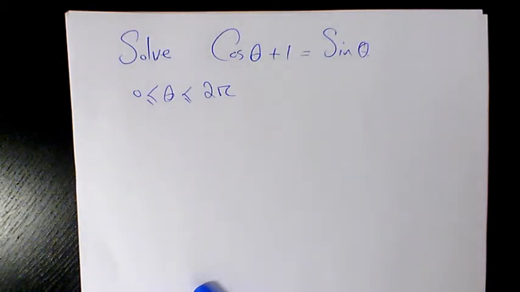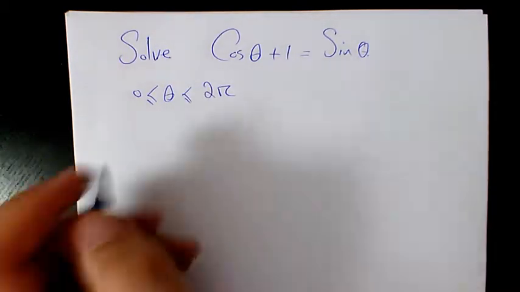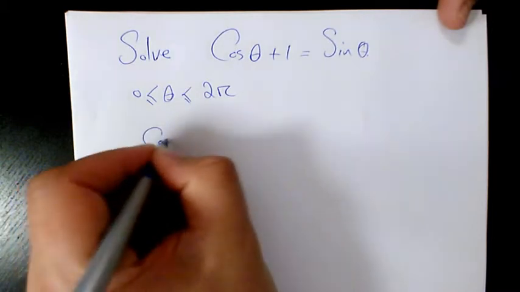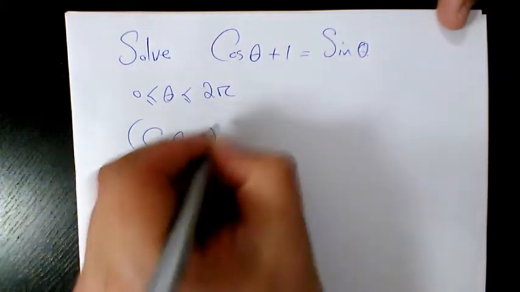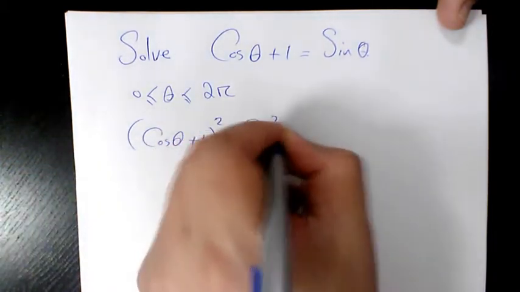Welcome to another video. In this video I want to solve this trigonometric equation: cosine theta plus 1 equals sine theta, and I need to solve it from 0 to 2 pi. The first thing I'm going to do is square both sides of this equation. So I'm going to have cosine theta plus 1 squared equals sine squared theta.